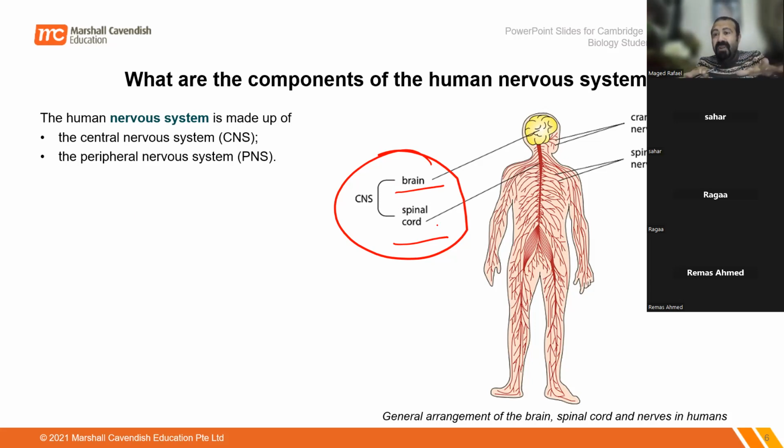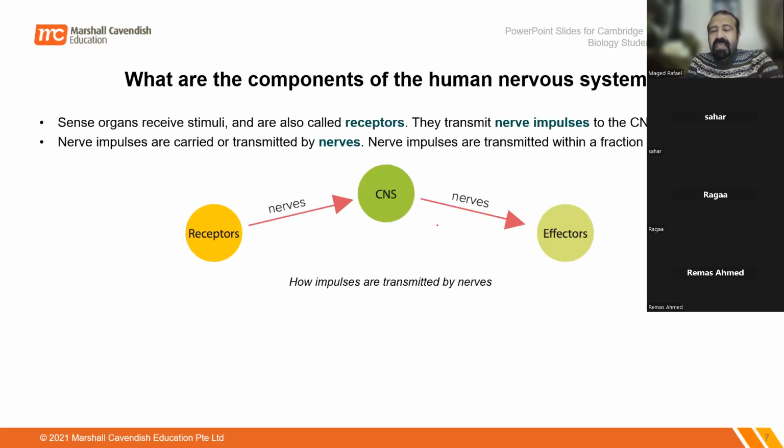That's why we called it peripheral. Even in Arabic, the word peripheral means the extremities. Okay? In your hands, in your legs, all of the branches or extensions from the spinal cord and the brain. So these are the main types of the nervous system, the central and the peripheral nervous system.